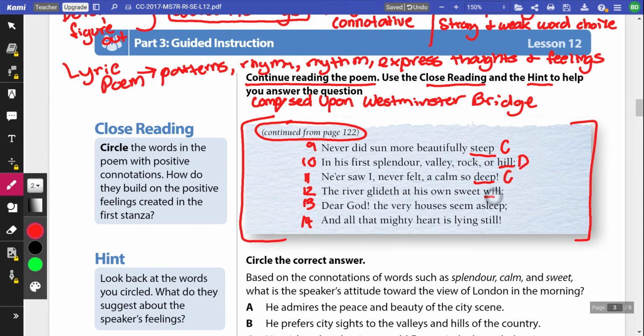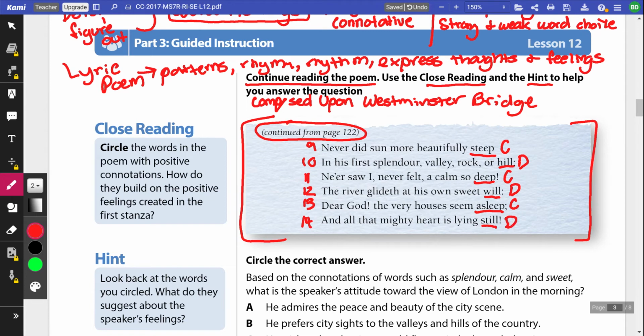Okay, next I have will at the end of line 12. Will, hill, those rhyme, so this gets a letter D. Next I have asleep on line 13. Asleep, steep, deep. Oh, that rhymes with our C, so I'm going to give this a letter C. And last but not least, on line 14, we have still. Still, hill, will. Those all rhyme really well. So this gets a letter D.